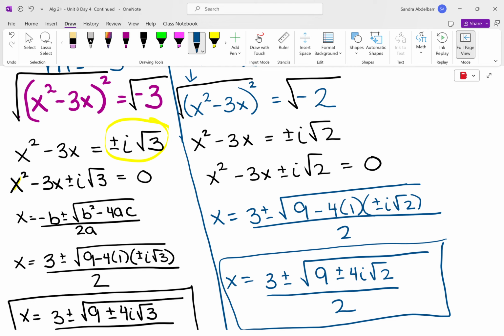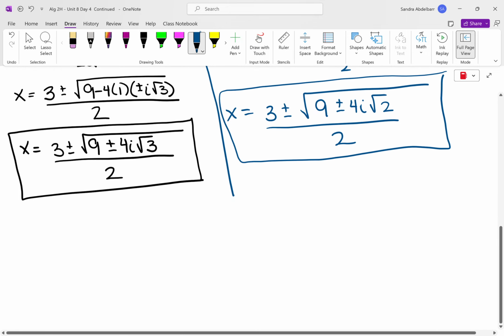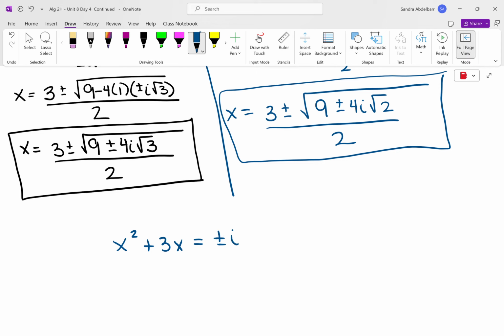Let's go. Yes? Why can't we just move the 3x to the other side and square root? So let's go back to this first one. You're saying, can we do x squared plus 3x equals plus or minus, let's say, i root 3. So you're saying take that 3x to the other side? So x squared is equal to negative 3x plus or minus i root 3. And then you square root it, but then you still have that x underneath of here. You want to solve for x. Can't solve for x if x is in it.